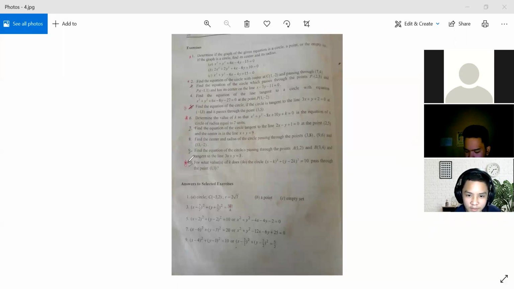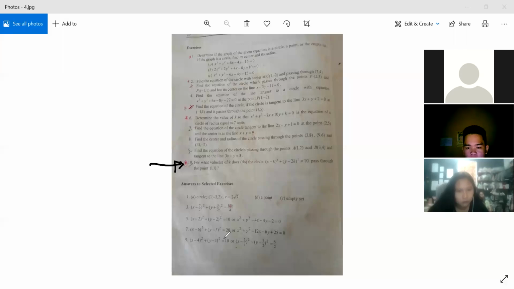Can I ask Alchester Palacio to read number 10? Number 10. For what value or values of k does the circle (x minus k) squared plus (y minus 2k) squared equals 10 pass through the point (1, 1)? What it is saying is that there may be many answers. It can be just one answer or many, since it says value or values. So what will you be doing so that you can solve for k here?